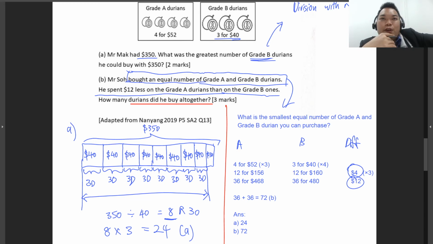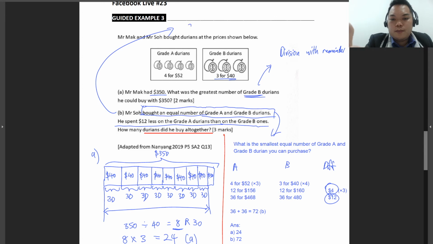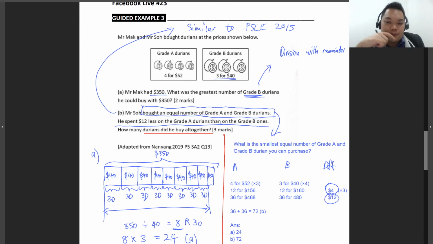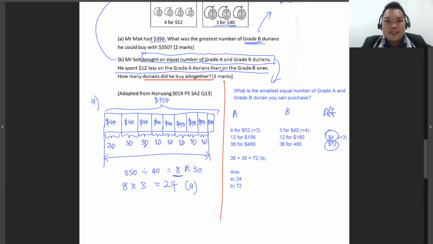So everyone got it? If you got it, please spam the like button. I would say part B is similar to PSLE 2015. One of the questions in PSLE 2015. Okay, got it?